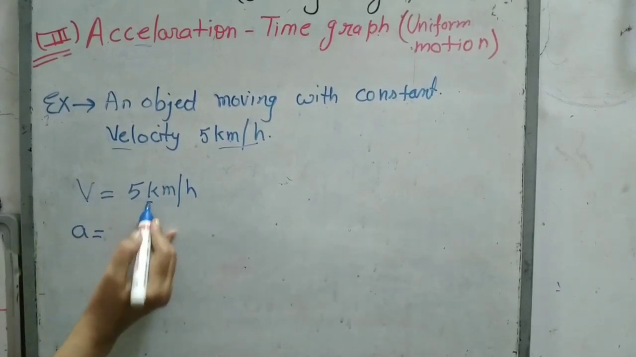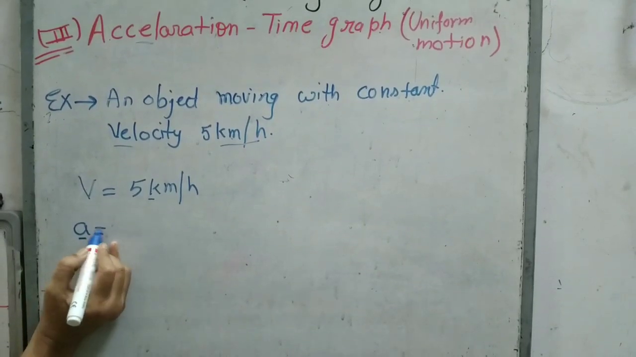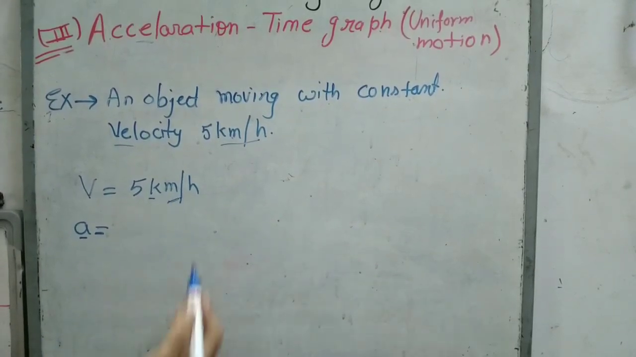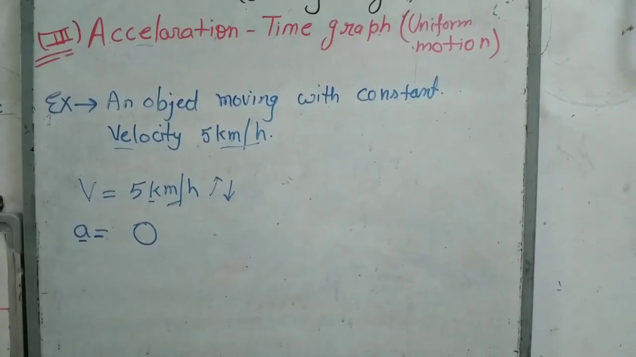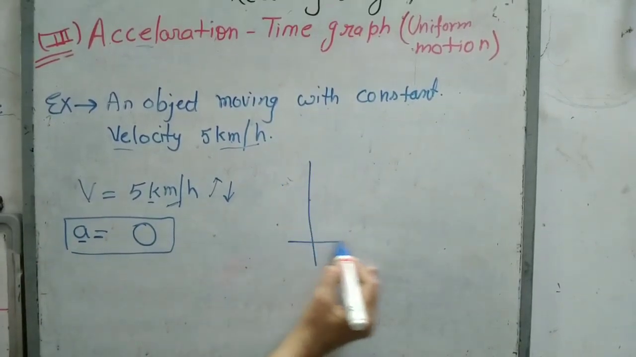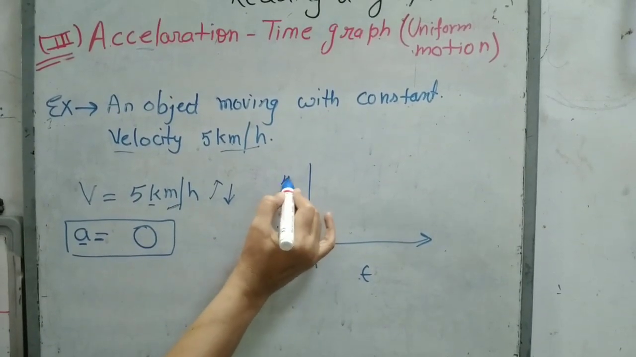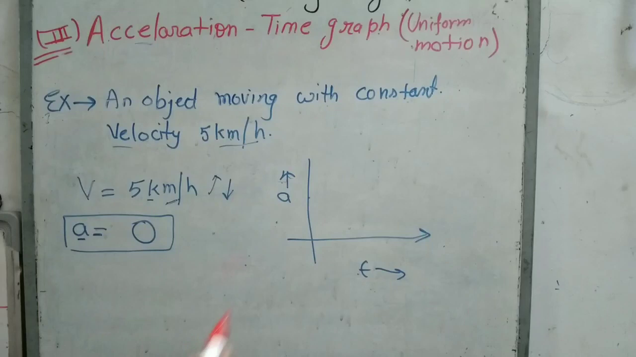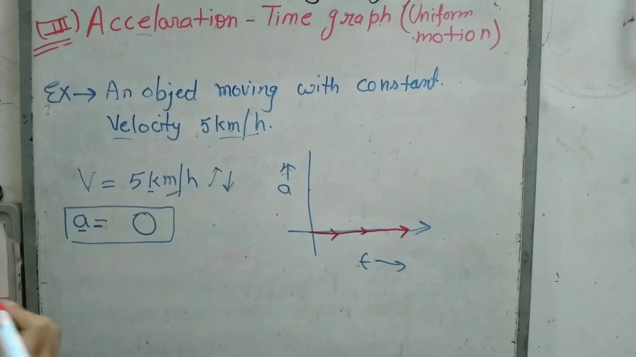Now what will be the acceleration? If velocity is fixed, that means not increasing, so can we find the acceleration? Acceleration is only the rate at which velocity changes. So whether the velocity is changing, either is it increasing or decreasing? No. That means if object will have constant velocity, it do not have any acceleration. So simply the graph of uniform motion, acceleration time graph of uniform motion will be a time axis itself, because it do not have any acceleration.